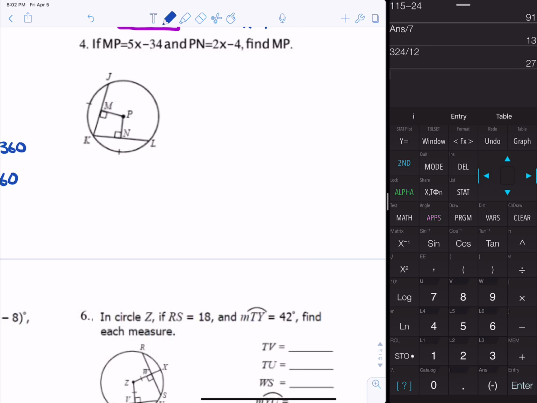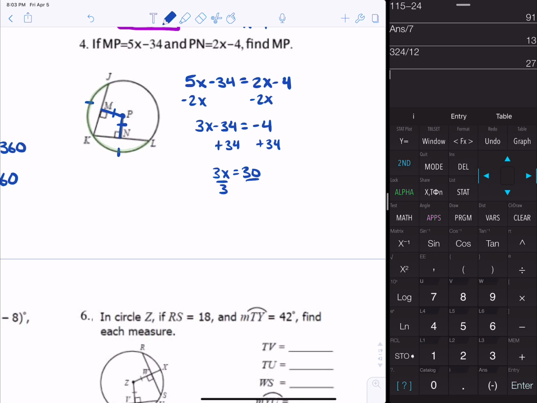Let's take a look at number 4. If MP equals 5x minus 34 and PN equals 2x minus 4, find MP. What we're given in this problem is that these arcs are congruent, which tells us that the chords are congruent, and therefore we know these little pieces MP and PN, those segments, are equidistant from the center, because we can kind of work backwards to see that that's true. And so I can set them equal to help me figure out my answer. So 5x minus 34 would equal 2x minus 4. I'm going to move 2x over, so I get 3x minus 34 equals negative 4. Let's add 34. So we get 3x equals 30, and then divide both sides by 3.